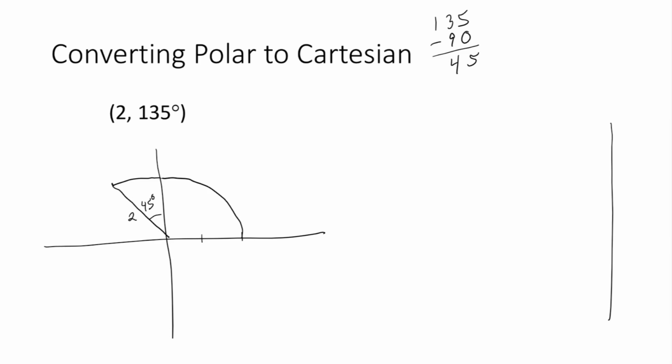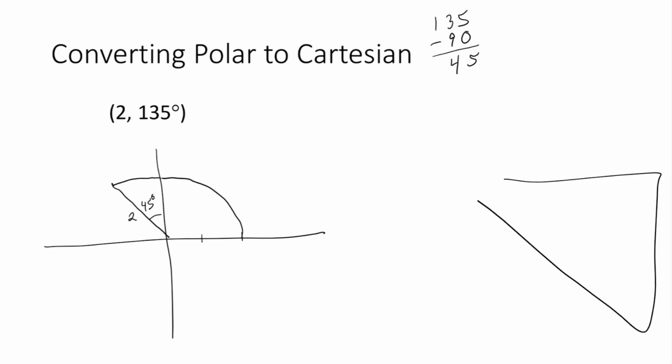I said prettier, and I did not achieve prettier. So, that's infinitely prettier, right? So this is 45 degrees down here, and this length is 2 because it went out 2 and then around 135. So this is a 45-45-90 triangle.